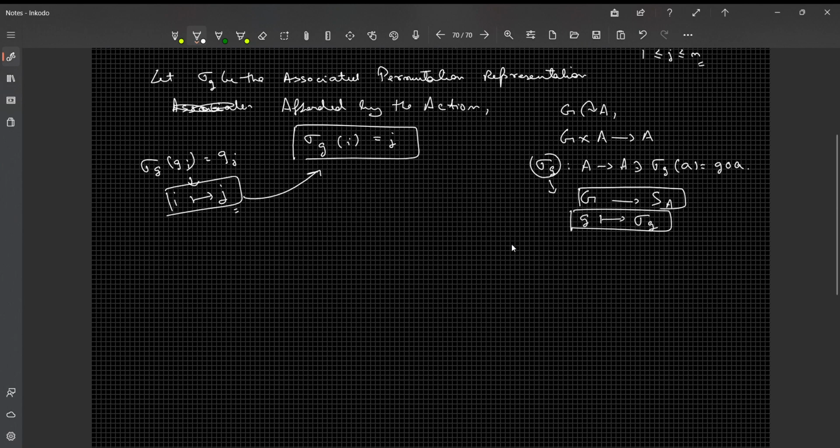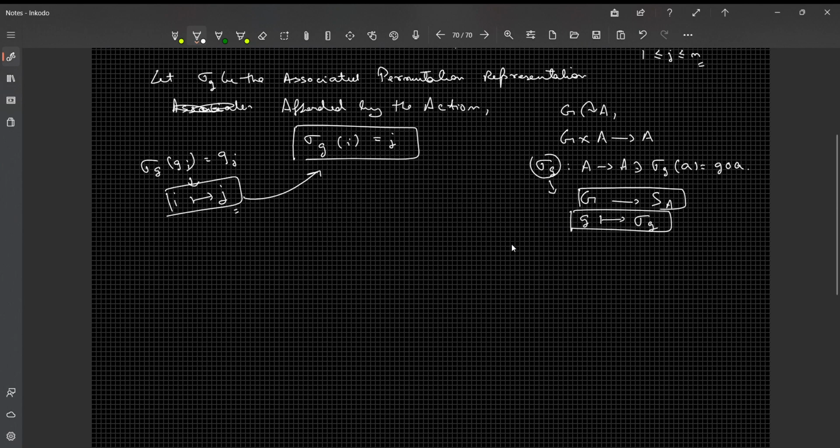Thus, we can say that sigma g of i is equal to j if and only if g acting on gi is equal to gj, but that is by definition g multiplied with gi is gj.